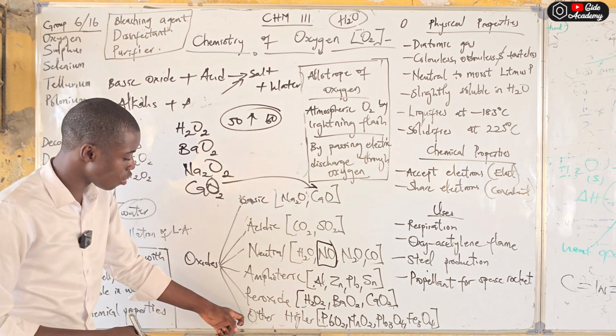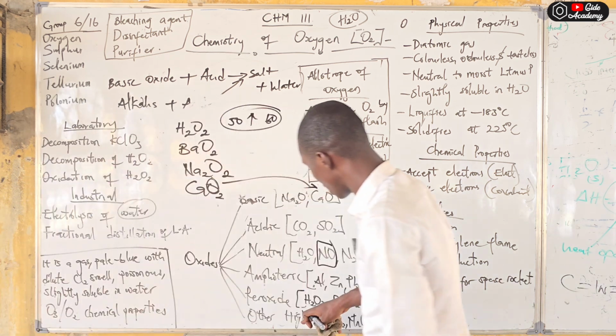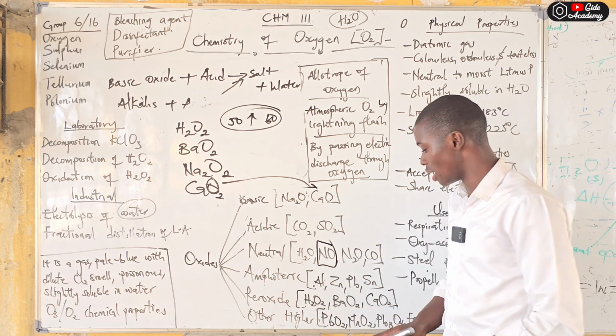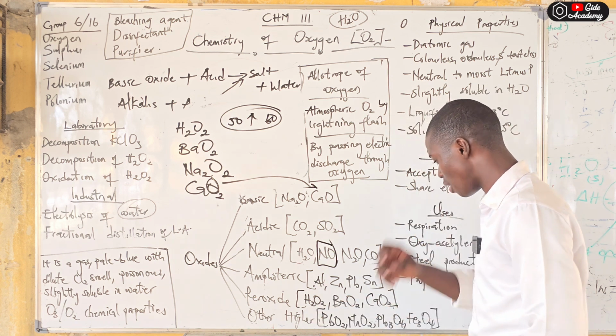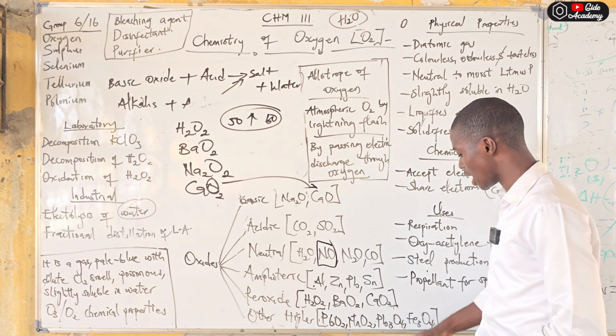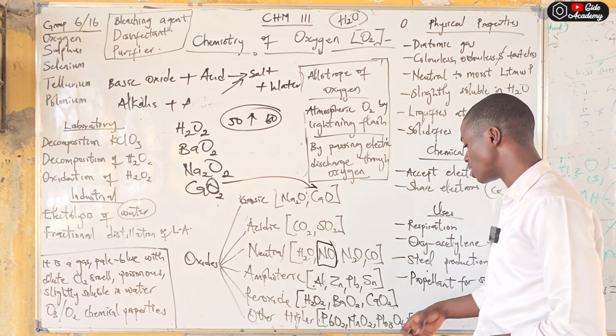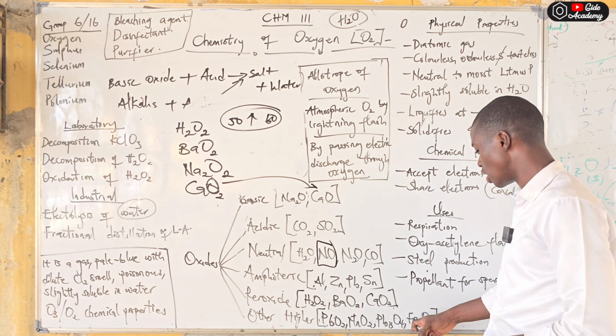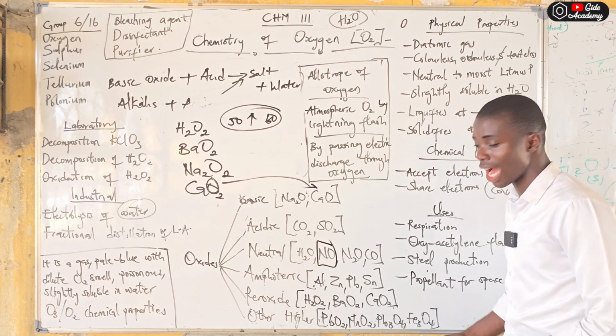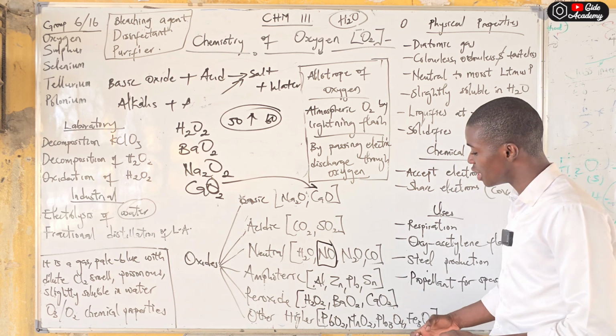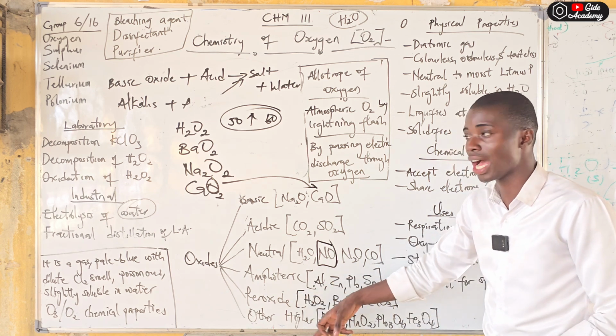So what about other higher oxides? We have lead oxide, manganese oxide. We also have another lead oxide here again. We have which one again? Iron oxide. So how do we differentiate peroxide from other higher oxides?